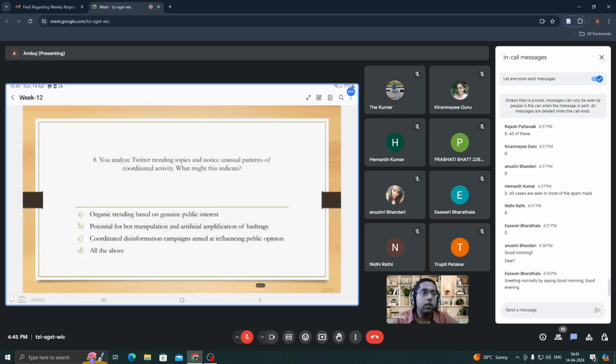You analyze Twitter trending topics and notice unusual patterns of coordinated activity. See, the keyword here is: notice unusual patterns of coordinated activity. What might this indicate? Option A, organic trending based on genuine public interest. Option B, potential for bot manipulation and artificial amplification of hashtags. Option C, coordinated disinformation campaigns aimed at influencing public opinion. Or option D, all of the above. Try to answer.